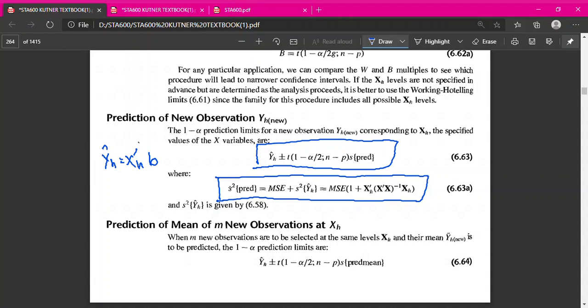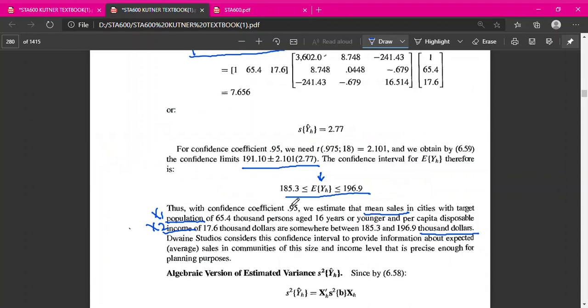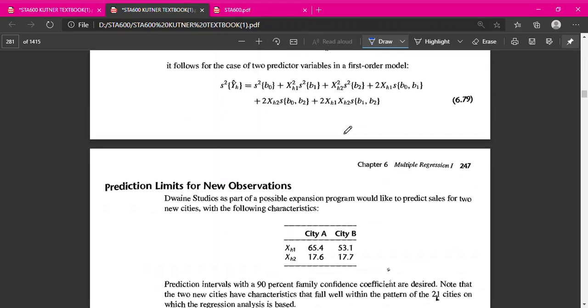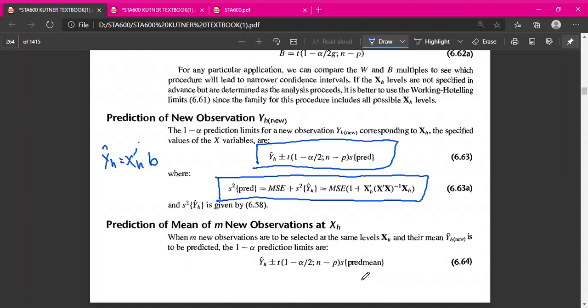So cara nak interpret the value, kat sini ada tak? Okay, dia tak ada contoh. Okay, cara nak interpret the value of the confidence interval for prediction of the new observation adalah sama je, cuma bezanya tadi macam tadi, you can say that we are 95% confident that the mean sales is bla bla bla, kan. So sekarang you just tukar kepada we are 95% confident that the prediction of the new observation when x1 berapa, when x2 berapa is somewhere between the interval. Okay, itu saja bezanya.